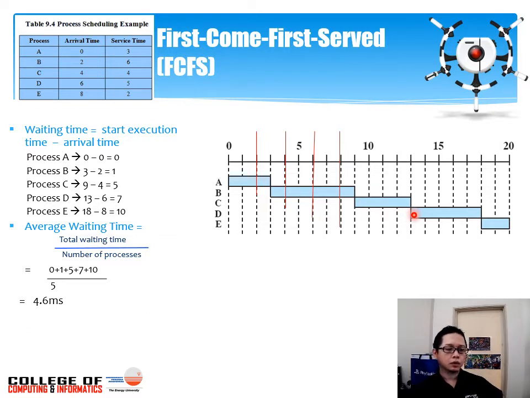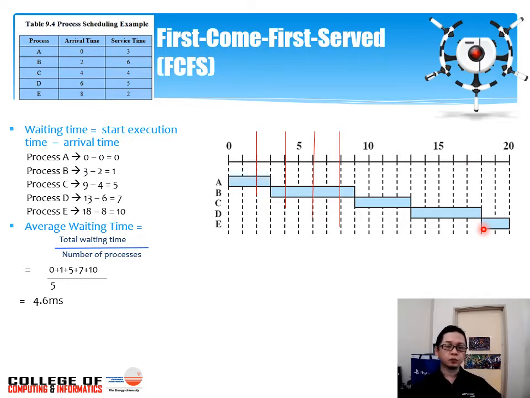And then we look for E. So for E, the arrival time is 8 here. Here, E arrived. So it needs to wait for the execution of D before it actually gets the time for execution. So the arrival time for E is 8, but it gets executed at the 18th millisecond. So 18 minus 8, you will get 10. Or you simply count the number of blanks in between the arrival and the execution time for process E.